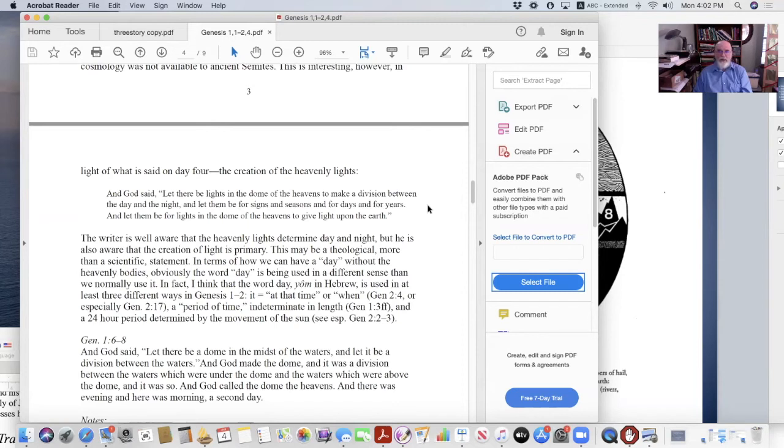I think it also can mean a period of time that's indeterminate. For example, especially relative to the first 3 days of creation, we have no sun, moon, and stars. We have no way to calculate time. And so I think that the best position is to be agnostic about what the length of time is, indeterminate.